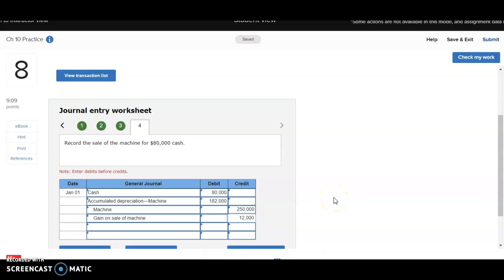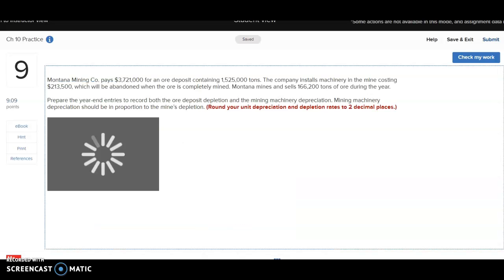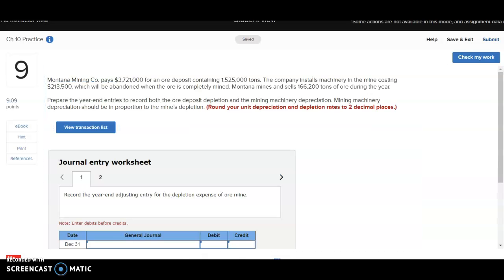So that's our number 8. And this is recognizing the disposal or the sale of an asset and removing it from the books when we get rid of it. Let's look at number 9. All right, this one is for depletion.